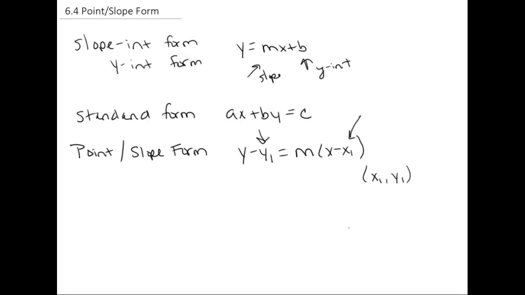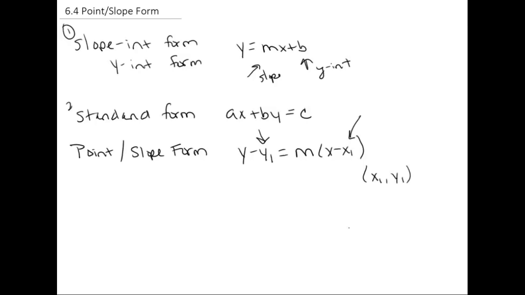So we've learned slope-intercept form. This is the first one, also known as y-intercept form. And this is actually our favorite form because we can do so much when a function is in this form. And it looks like y equals mx plus b. And remember, m is the slope and b is the y-intercept.